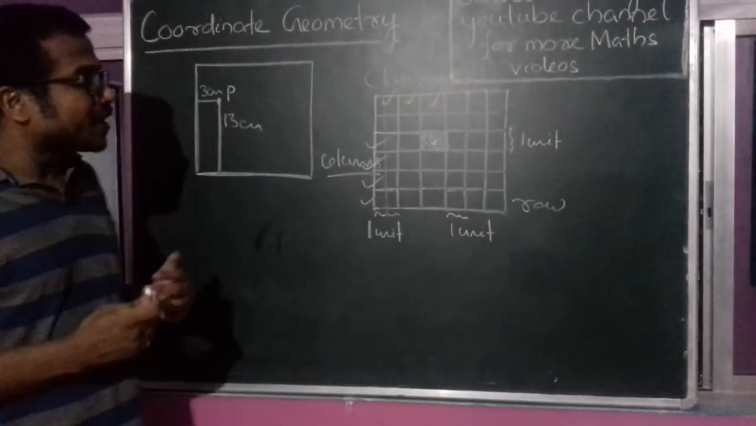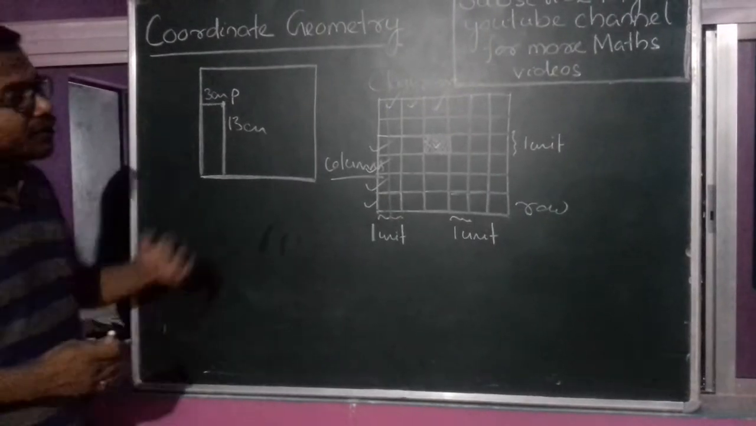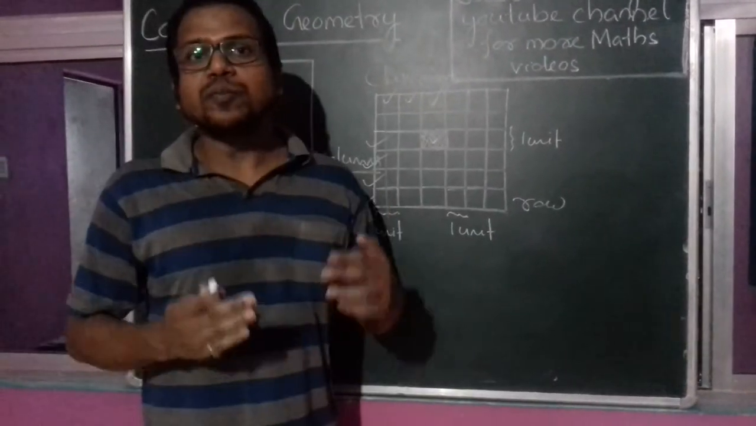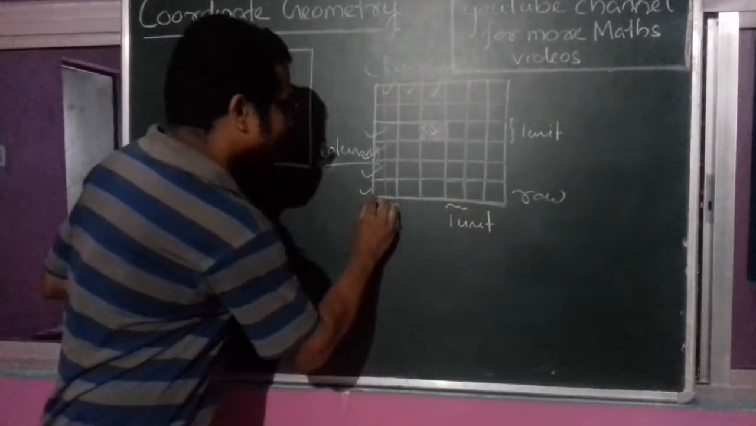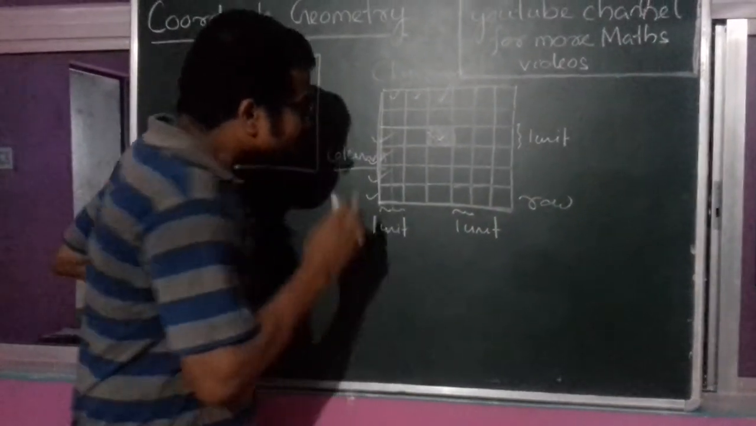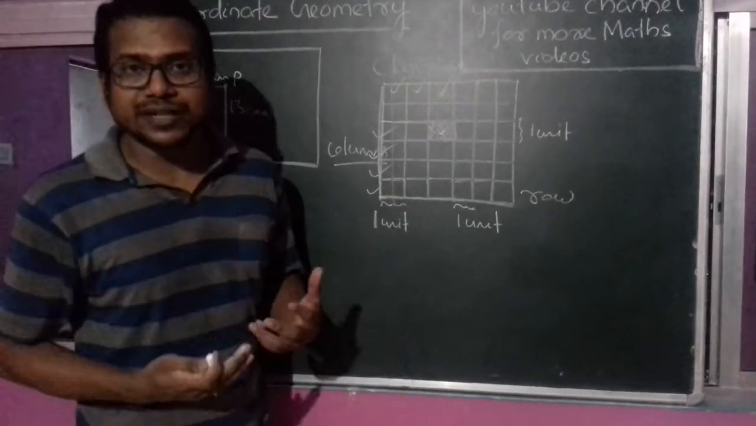So from this we can understand, to locate a point on a plane, we need two perpendicular lines. One is a horizontal line, another is a vertical line. From this concept, coordinate geometry came.